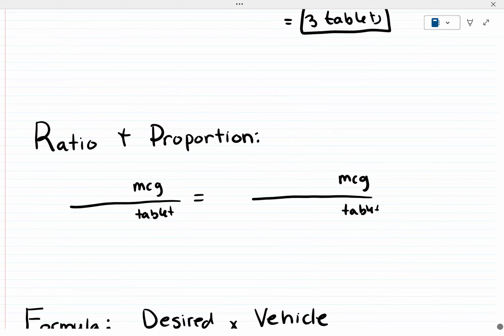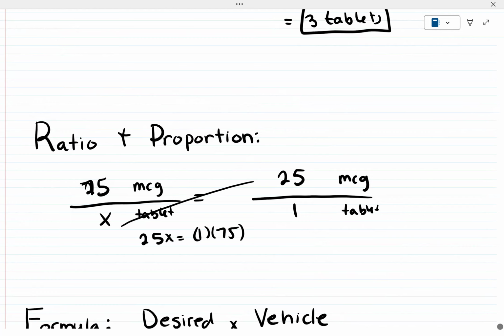Okay, so let's see. We were given 75 mcg. We don't know how many tablets. And we were given that for one tablet there was 25 mcg. Then cross multiply, so that's 25x equals 1 times 75. So 25x equals 75. Divide both sides by 25 and we get 3 tablets.